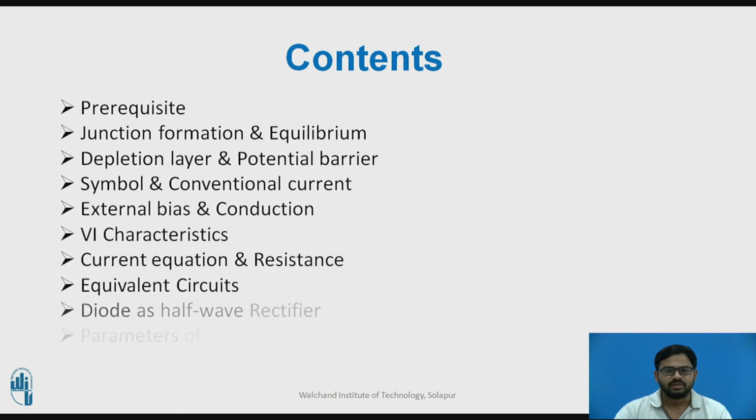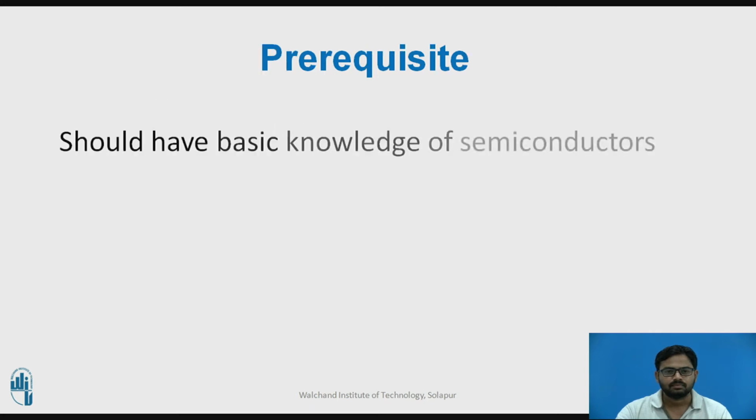The content in this session begins with the prerequisites. The prerequisite is the previous knowledge required for the PN junction diode: junction formation and equilibrium, depletion layer and potential barrier, symbol and conventional currents, external bias, VI characteristics, current equations and equivalent circuits of the diode, and the diode as a half-wave rectifier with different parameters of the half-wave rectifier. Before proceeding further, you should have knowledge of basic semiconductors.